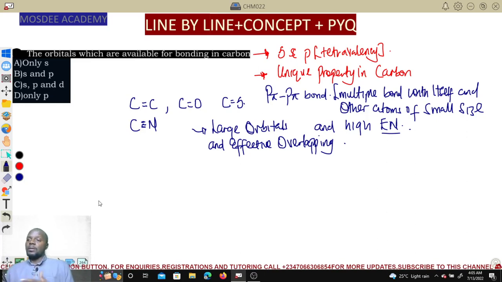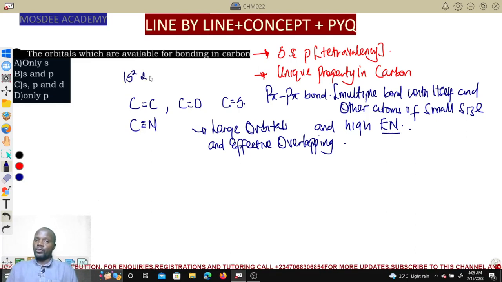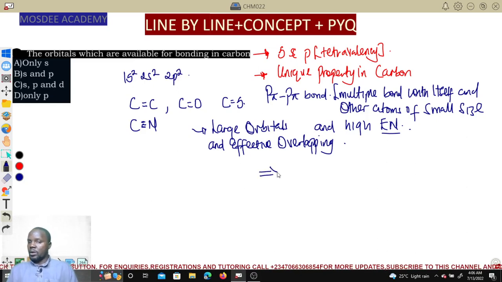The only orbitals available for bonding in carbon are the S and P orbitals. The configuration is 1s2, 2s2, and 2p2, which is a simple question, but we just need to talk about more things. This is not just an O-level class. It is for a high standard of education, that is A-level, NEET exams, school exams, and the rest.